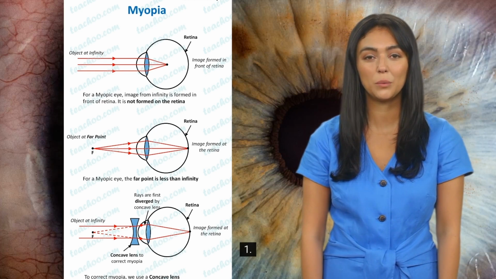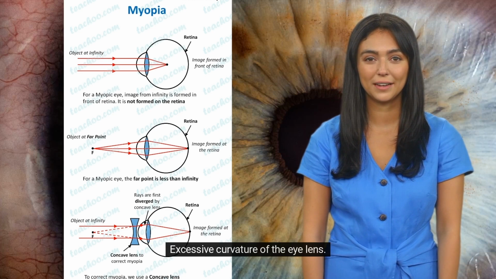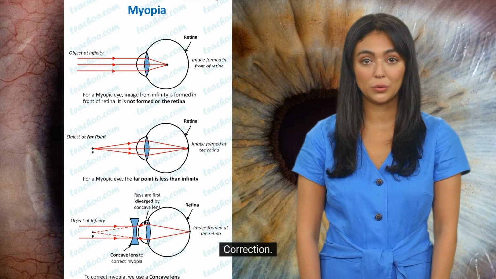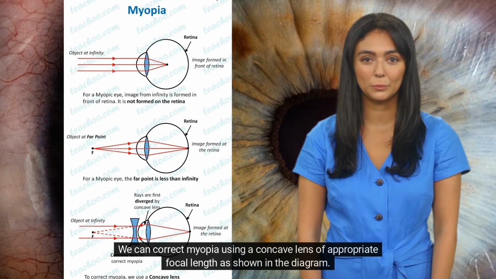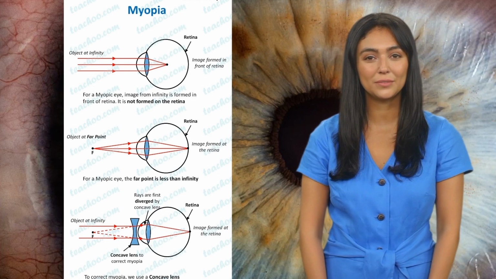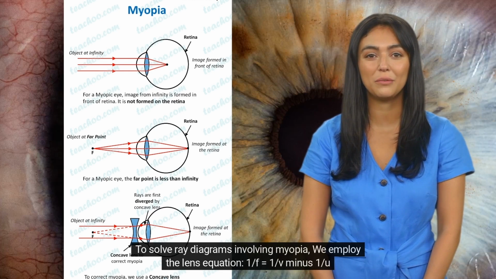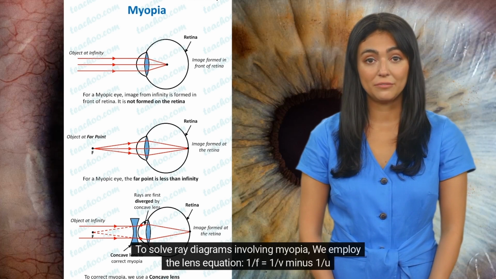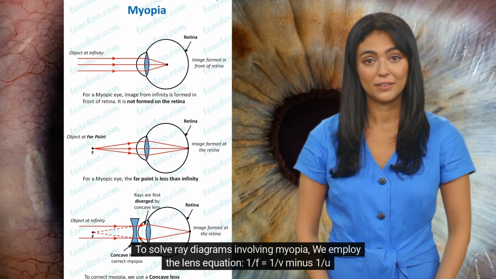Causes. 1. Excessive curvature of the eye lens. 2. Elongation of the eyeball. Correction. We can correct myopia using a concave lens of appropriate focal length as shown in the diagram. To solve ray diagrams involving myopia, we employ the lens equation, 1/f equals 1/v minus 1/u.